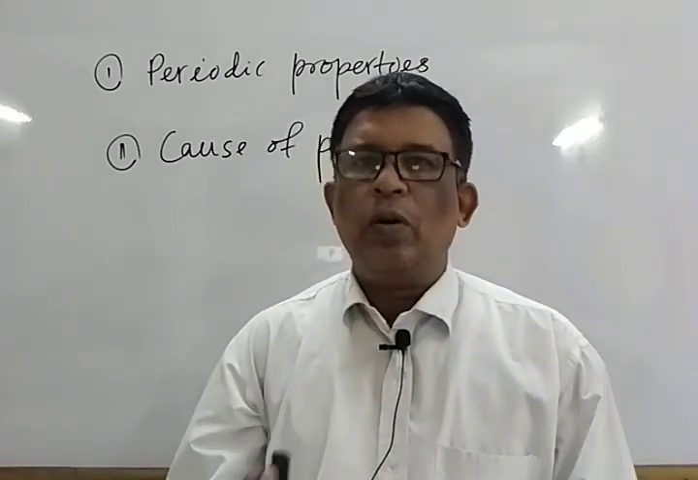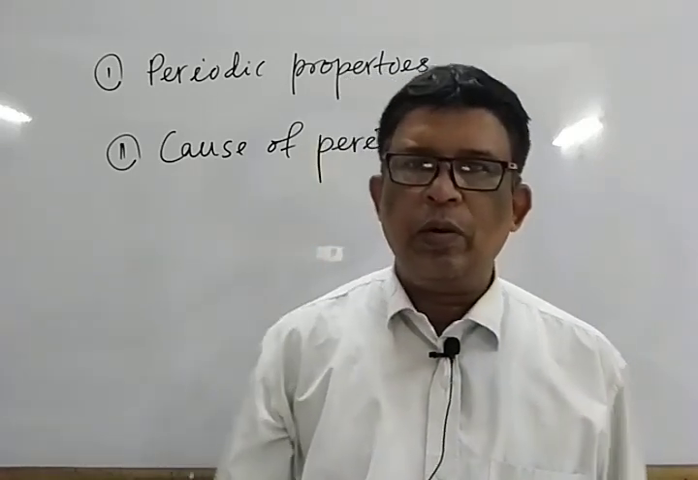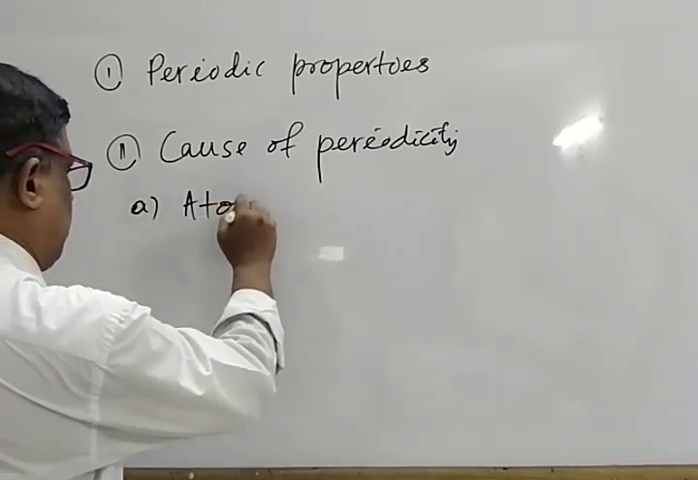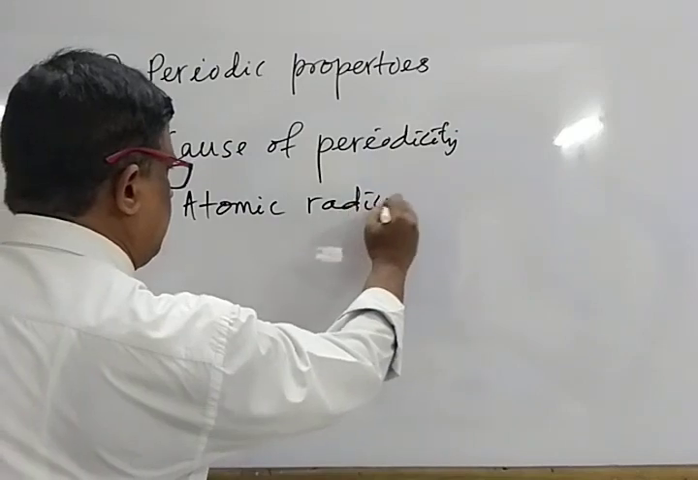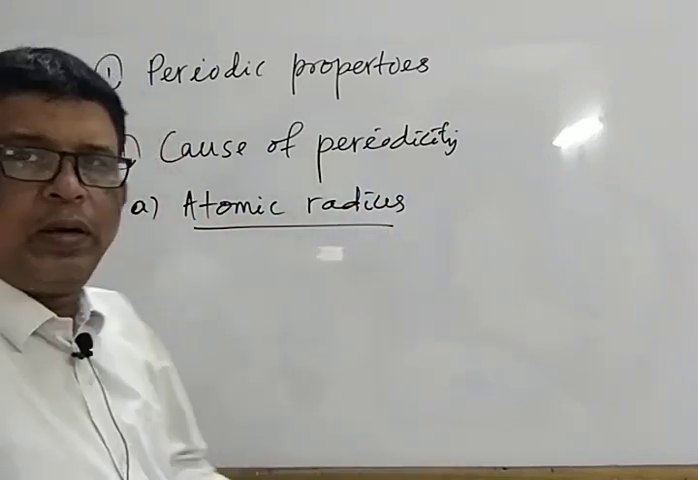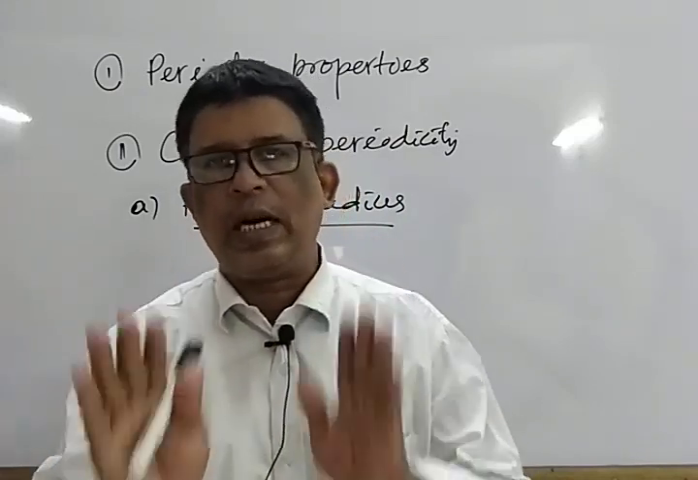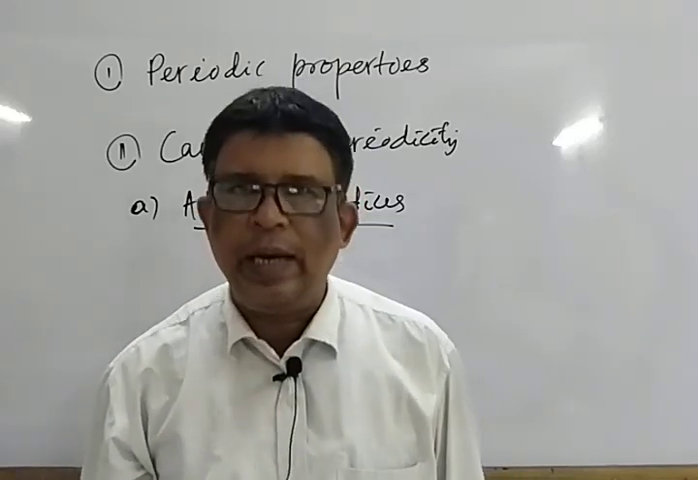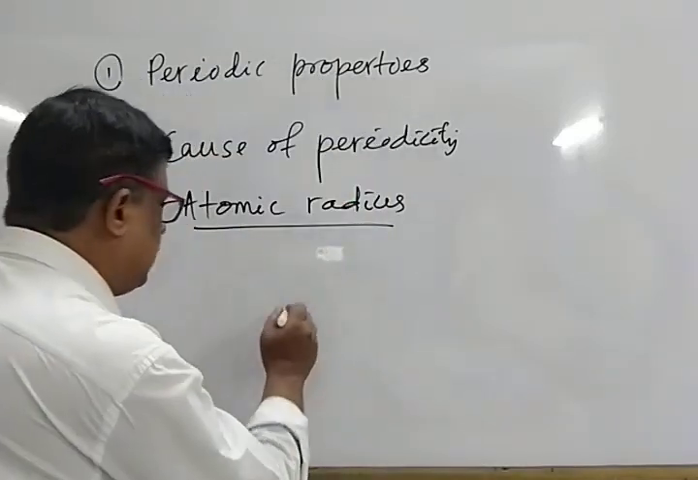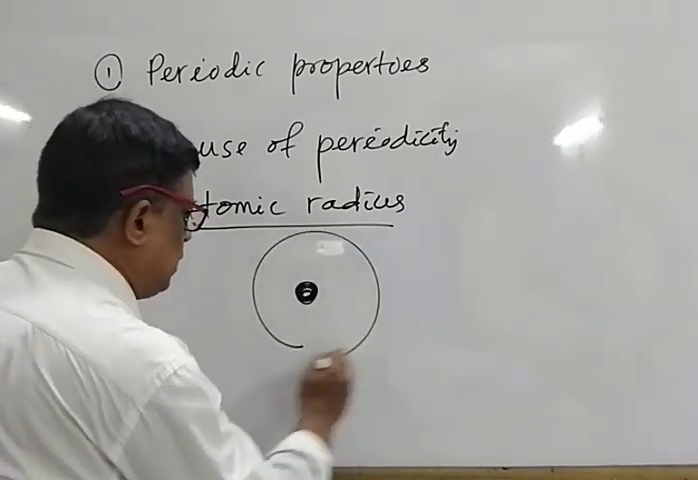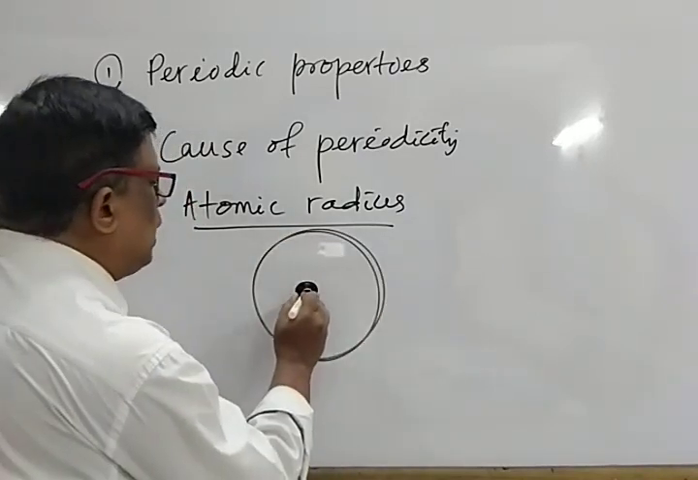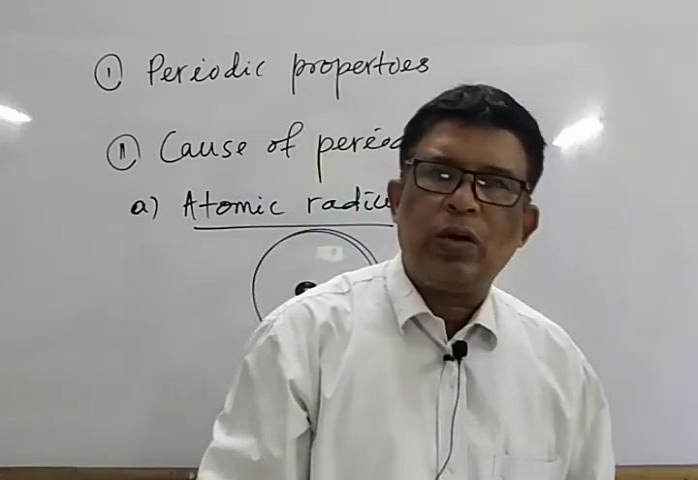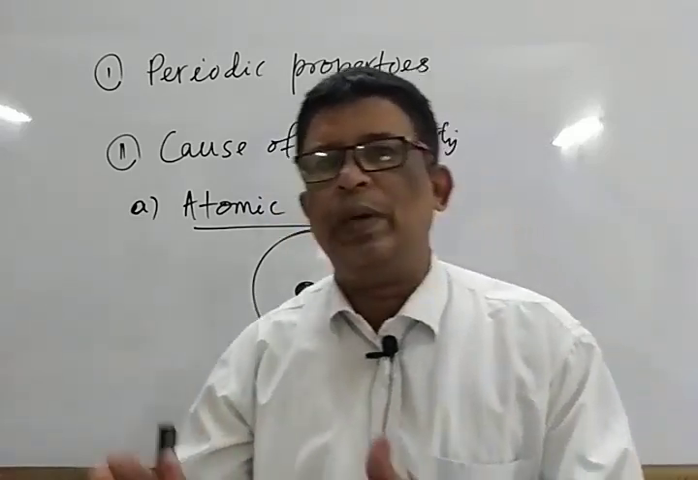Next, we focus on one or two periodic properties. Point 1 is atomic radii or atomic radius. Don't worry, first we discuss 3 to 4 points, then we start writing. What is atomic radius? The radius of an atom is known as atomic radius. That means if this is the nucleus and this is the atom in the representation, the distance from the center, the nucleus, to the valence shell where electrons revolve is known as its atomic radius.